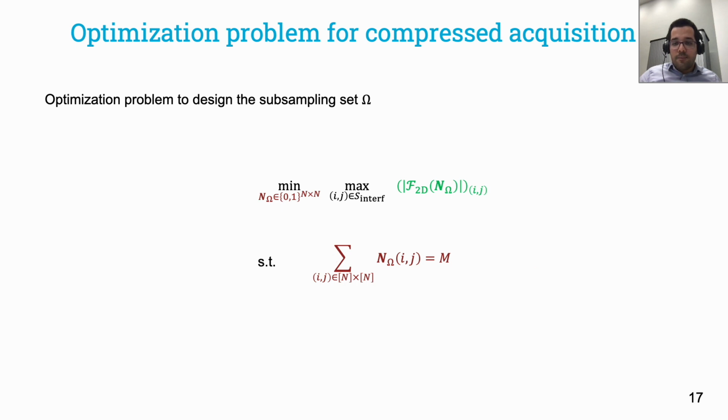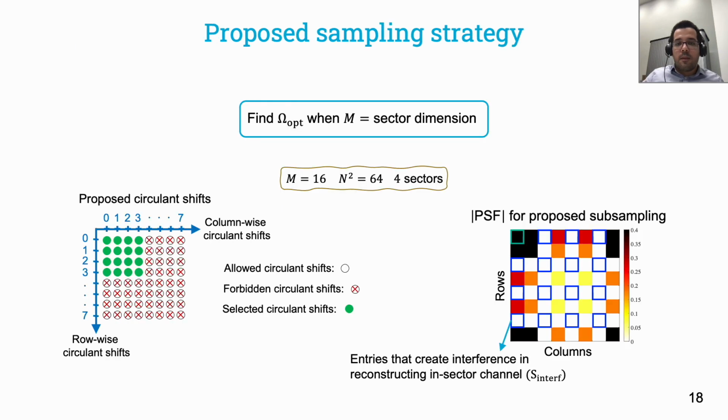As you can see, this can be solved using integer programming. However, here we propose a suboptimal solution that adds absolutely no complexity for the subsampling design compared to random subsampling strategies. So, here is our solution.